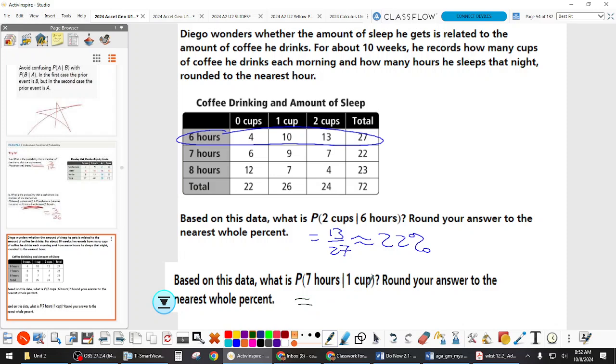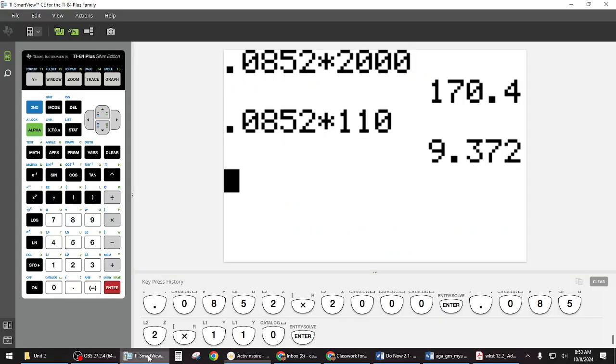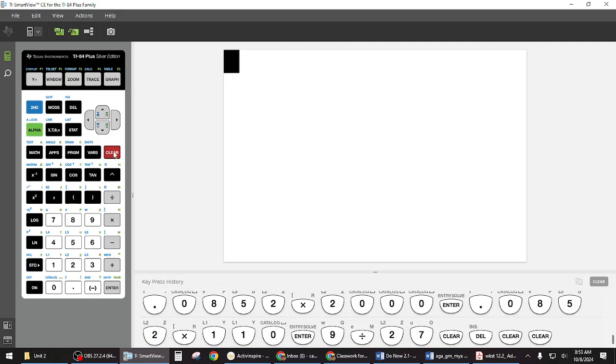Okay, so this time the category is 1 cup, and we're looking for specifically 7 hours, so 9 out of 26. Which is roughly what? 36? Is that what you said? I said 26. What do you mean you don't know? It's just 9 divided by 26. It's roughly around 35%.